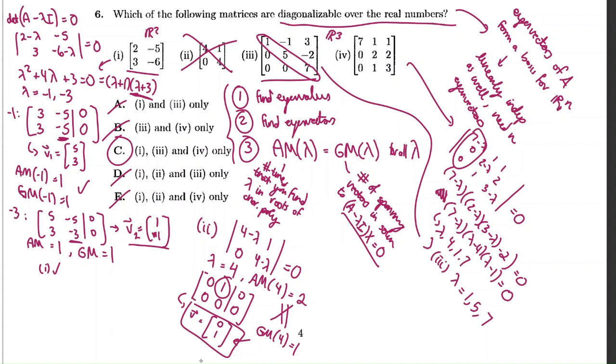And if you don't believe that, you can just expand, so you would get (lambda minus 1) times (lambda minus 5) times (lambda minus 7) minus 0 equals 0. So then you would find the same thing, that your eigenvalues are 1, 5, and 7. So once again, our eigenvalues are unique, and that means that we will get at least one eigenvector for each eigenvalue, and that these eigenvectors will be linearly independent from each other. So that means that yes, this matrix is diagonalizable, and so our answer is again C.